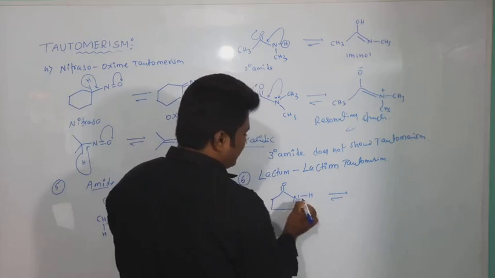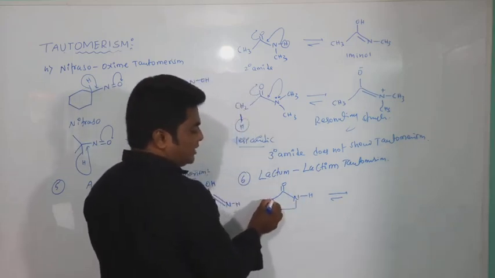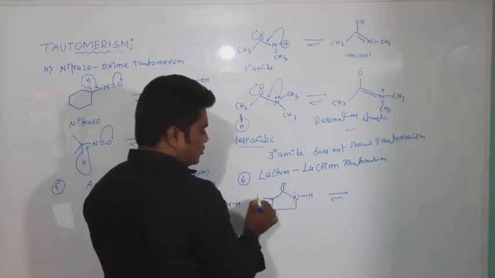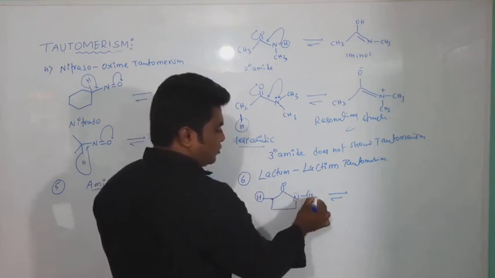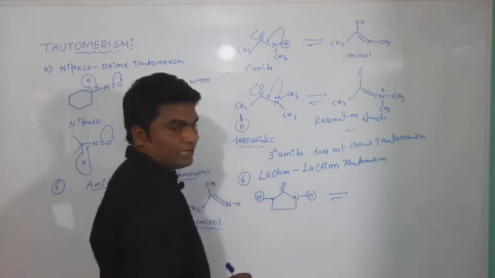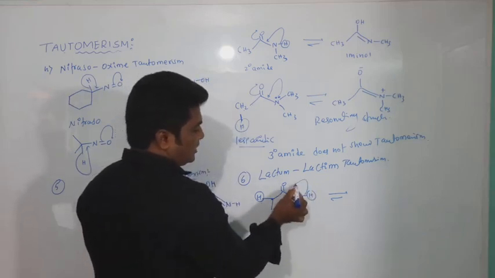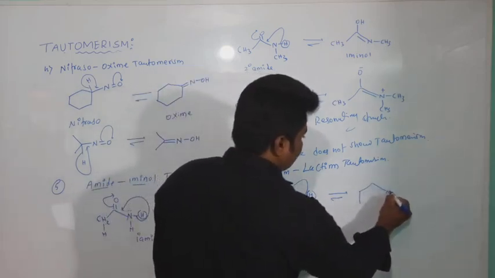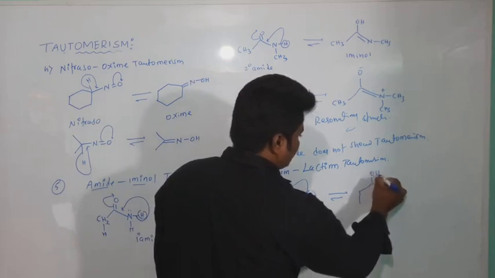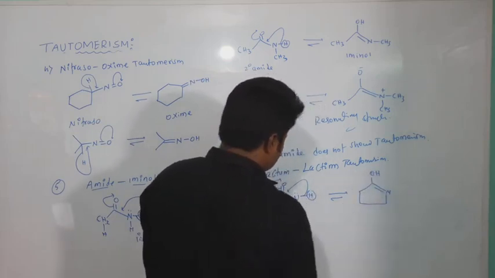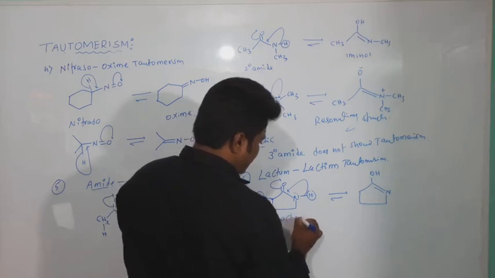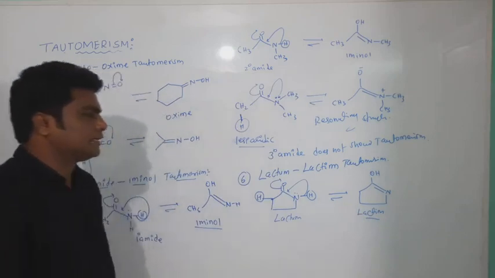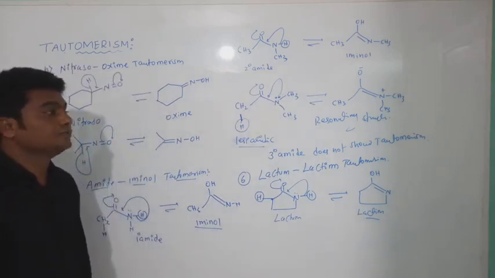So here also see the alpha hydrogen. The alpha carbon atom is there, but this is less acidic. Why? The lone pair is involved in the resonance. And if you compare the acidic strength of this hydrogen and this hydrogen, this is attached to the more electronegative nitrogen atom. So this alpha hydrogen is involved in the tautomerization. Now again you will get a double bond, and this is OH. So this is called lactam, and this is lactim. So this is lactam, lactim tautomerization. Understood? Write down.